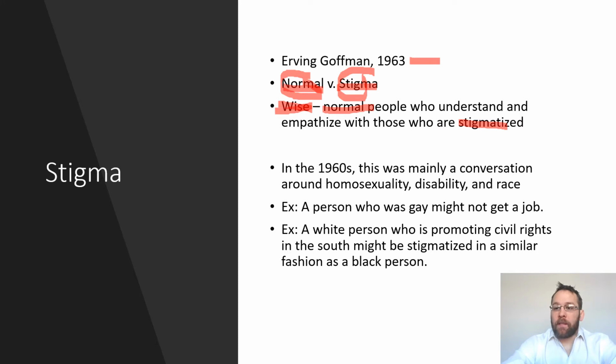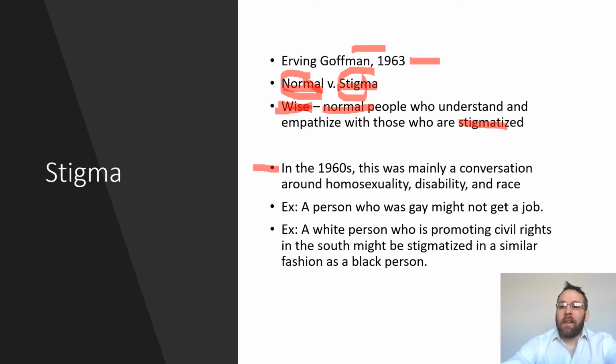People who are wise are normal people who recognize, hey, that person over there is trying to do the same thing I'm doing and they're being treated differently. Why is that? Is it because they've been stigmatized in some way, whether through an individual choice or through an immutable characteristic? Now let's talk about the immutable characteristics, specifically what Goffman was doing in the 60s.